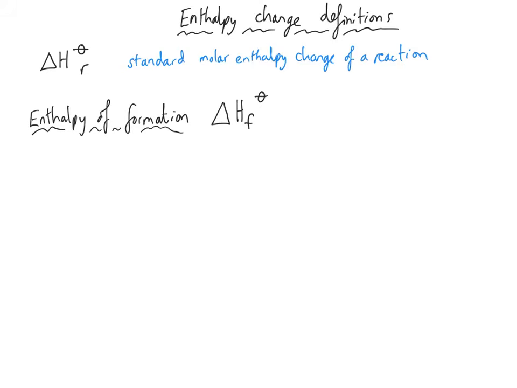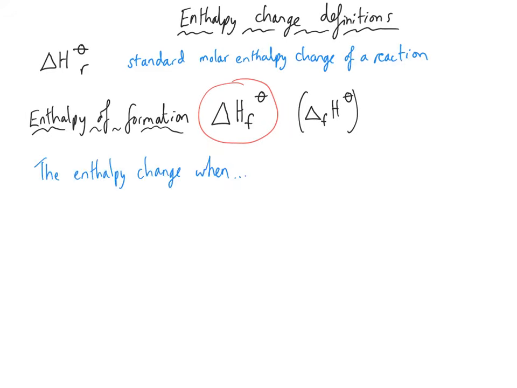The first specific commonly used enthalpy change that we're going to look at here is the enthalpy change of formation, usually shortened to the enthalpy of formation, and it is given the symbol delta H with a little subscript F and the superscript standard conditions. Occasionally you might see it written delta F H standard like that, but in exams by far the most common is this form.